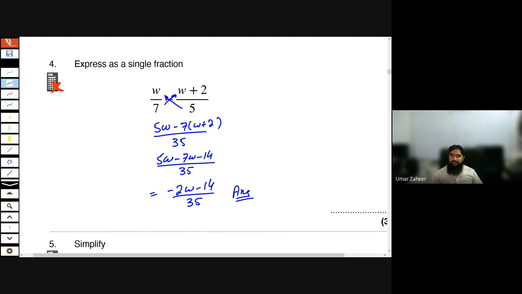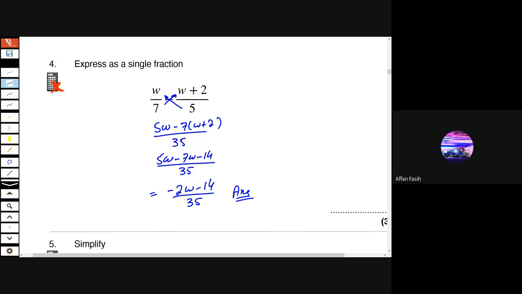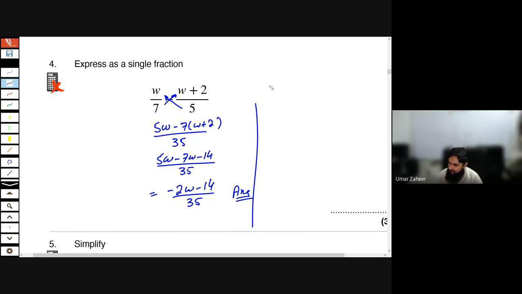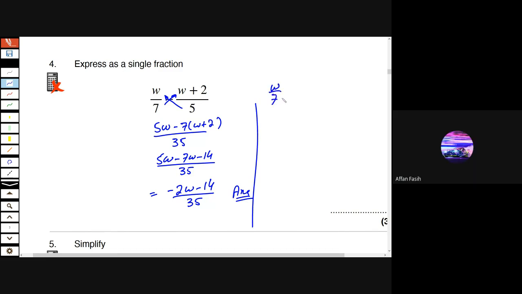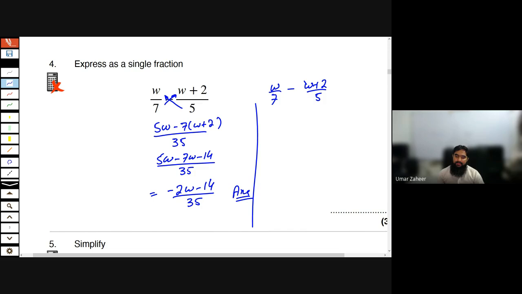Yes, any question up to here? Yes, Daniel, Laiba. We also have to multiply both denominators, like 7 into 5 also. Yeah, obviously we are going to find the LCM. They are still co-prime, so the LCM of these two is simply a multiplication, 7 multiplied by 5.